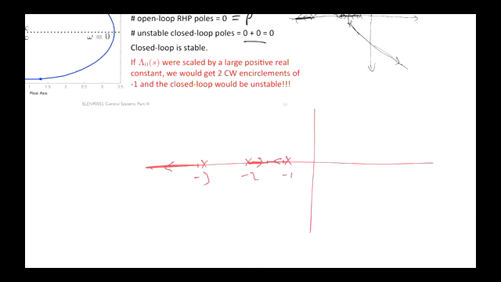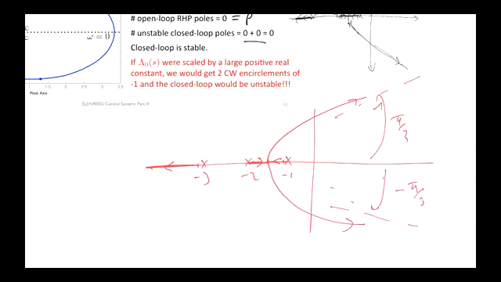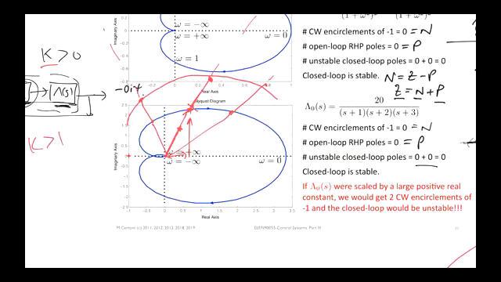Eventually they meet. When they meet, they split apart in order to continue satisfying the phase condition that defines the root locus. And as they split apart, these ones go towards the asymptotes at plus pi on 3 and minus pi on 3. So eventually the angle of this will be pi on 3 and minus pi on 3. And for sufficiently large k, we end up with 2 closed-loop poles in the right half plane. So this is just another way of seeing that.